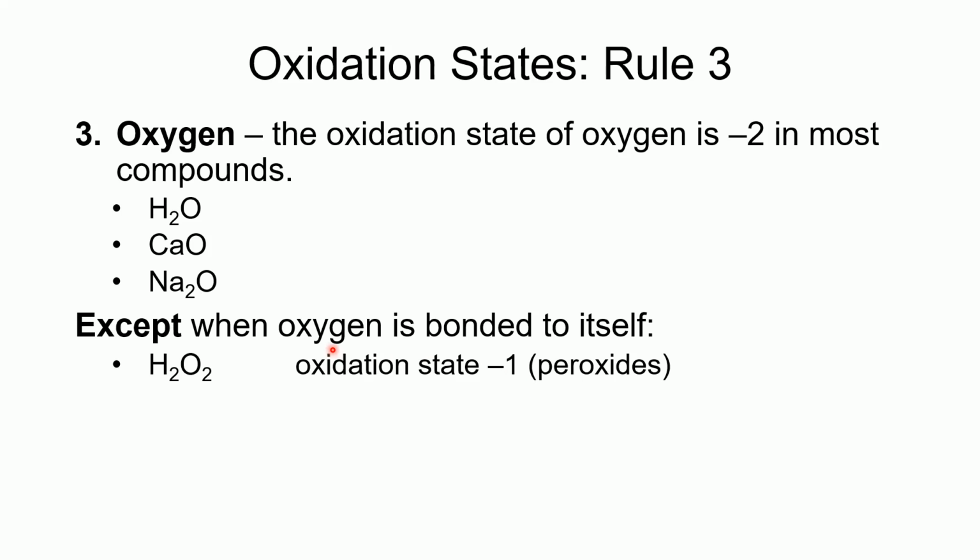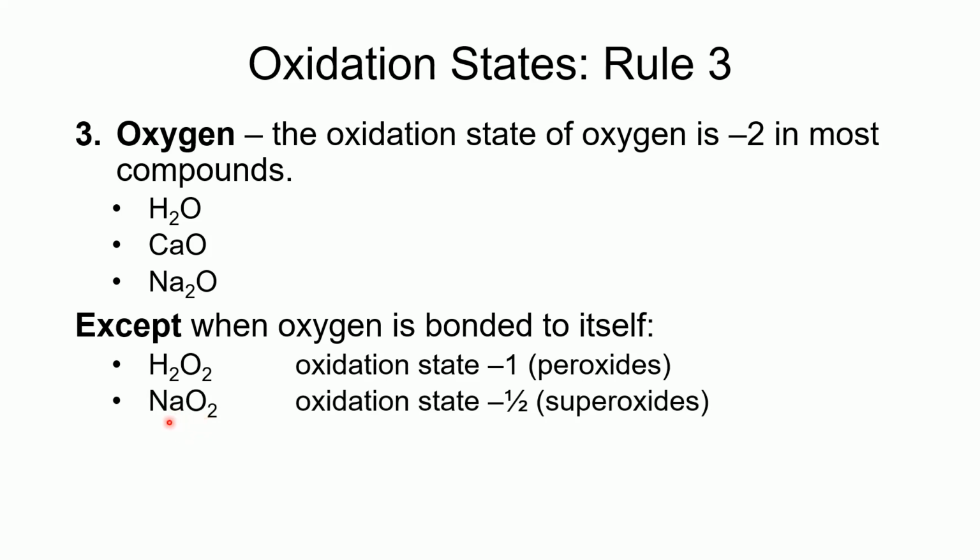And that's because oxygen has a bond to itself, and so it doesn't get to claim both of the electrons in that bond, so it ends up being -1. For superoxide, superoxides are fairly unusual. So you have a sodium that has a +1 charge, and then this O2 has a -1 charge. That means the average charge on each of those oxygens is -1/2. So that means that the oxidation state is -1/2. That is very uncommon. It's almost always something in group 1, and it doesn't stick around very long usually.